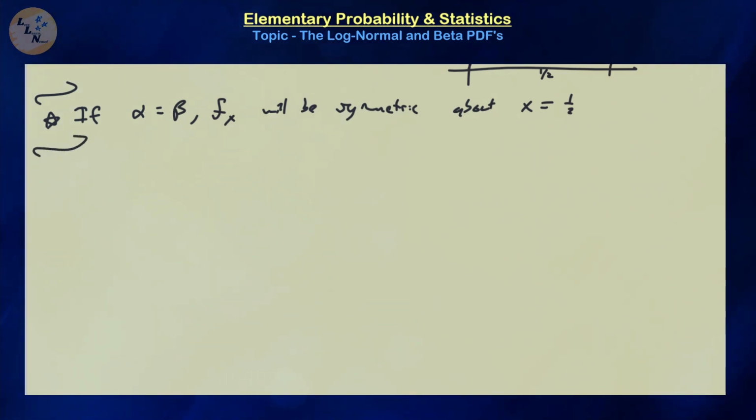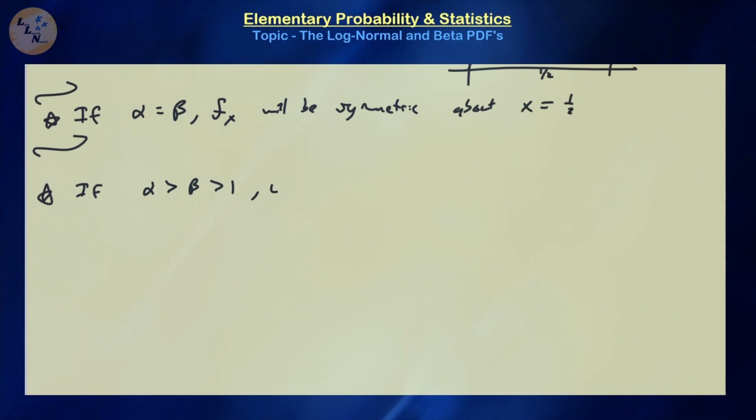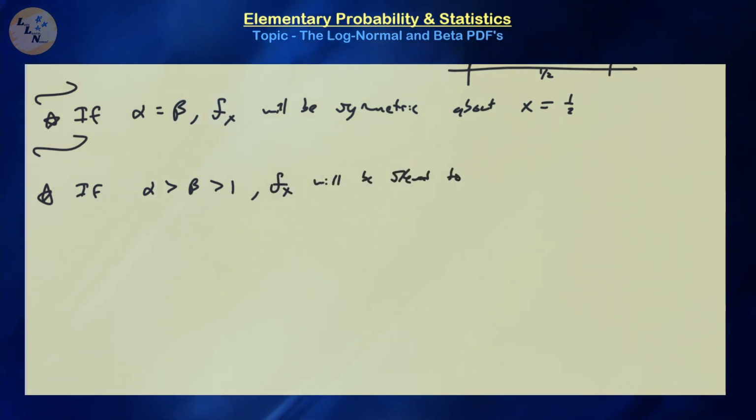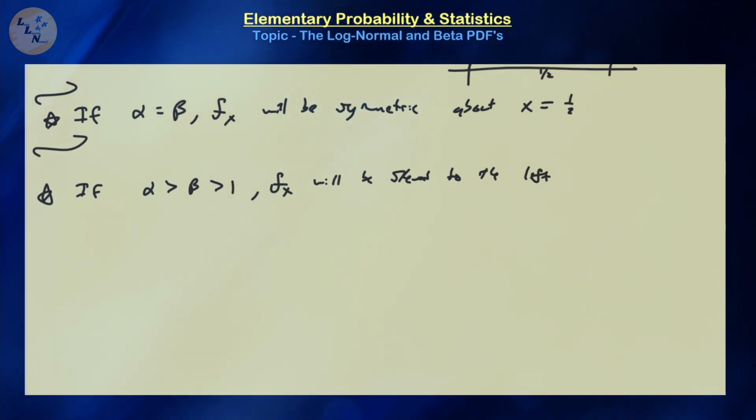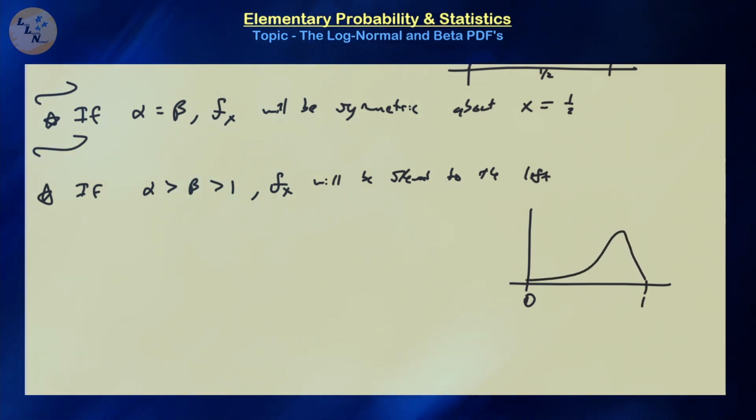Now, in terms of skewness, usually we don't consider skewness from the asymptotic perspective, so we're just going to focus on skewness from alpha, beta both being greater than 1. So if alpha is bigger than beta and both are bigger than 1, then f of x will be skewed to the left. So if you want at 0 and 1 to have this type of shape, then what type of parameters would you need to make that true?